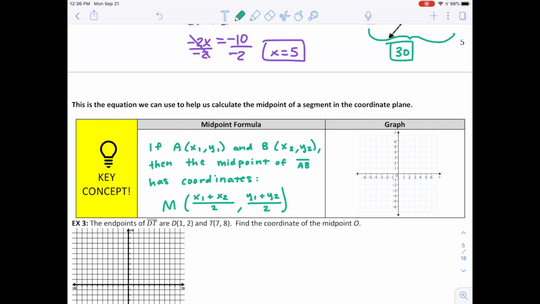And what you do is you take the x values, add them together, and divide them by 2, and that's going to give you your new x value. You take your y values, add them together, and divide it by 2, and that's going to give you your new y value. So basically, you're taking the x values you were given, and you are finding the average of each of them.